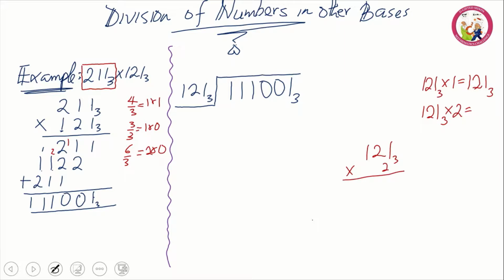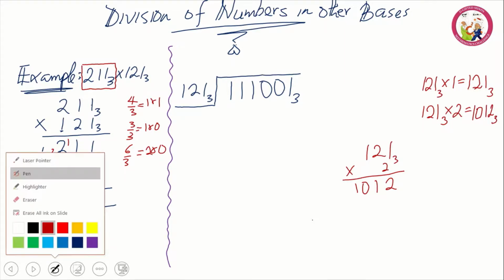2 times 1 is 2. 2 times 2 is 4, which is 1 in base 3. 2 times 1, 2 plus 1, that is 3, which is 1 in base 3. It means the answer here is 1012 base 3. Okay, this is cool, right?